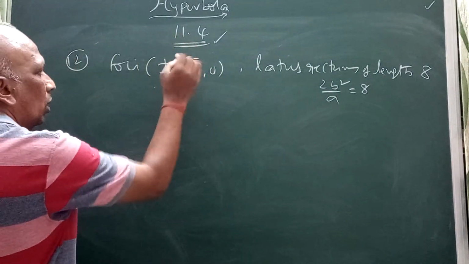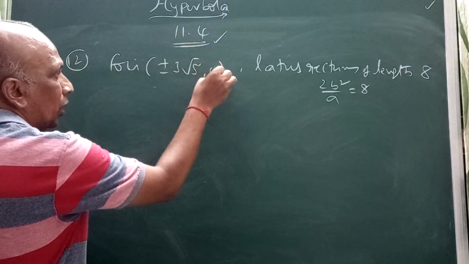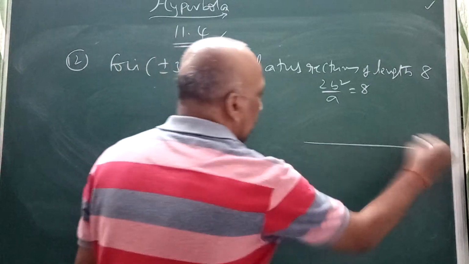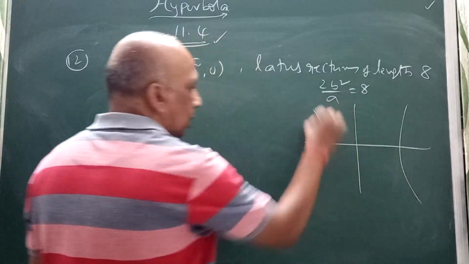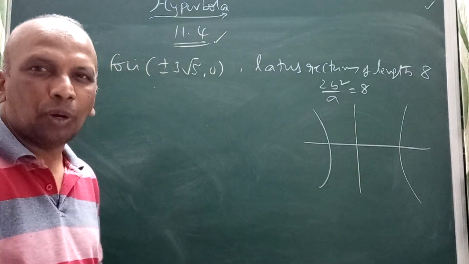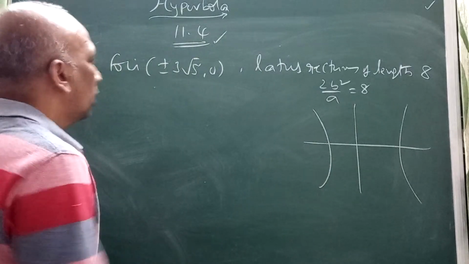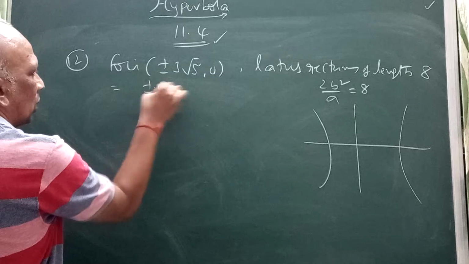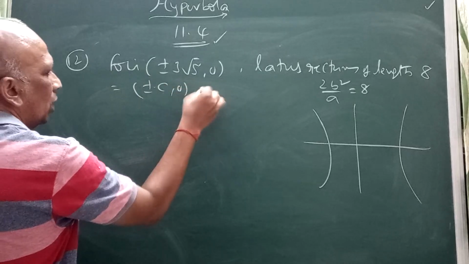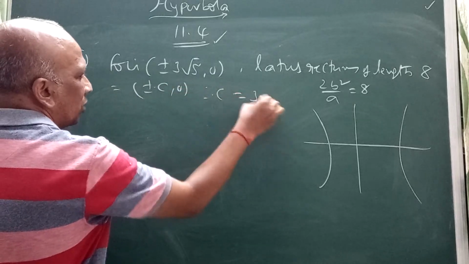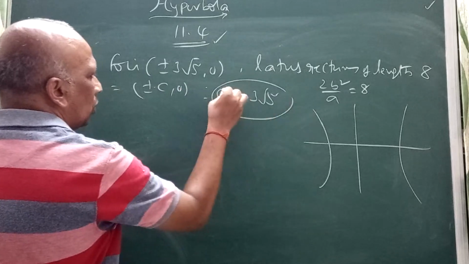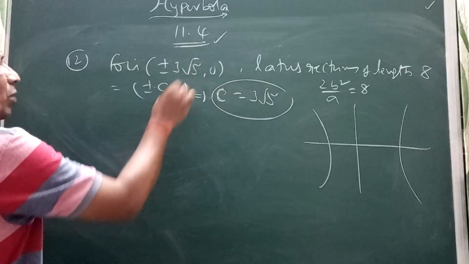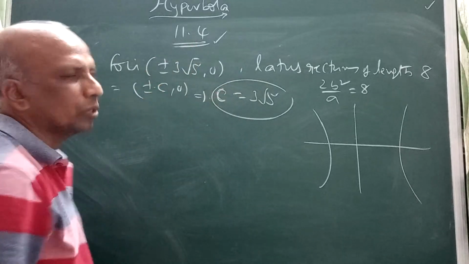You can observe here, the y coordinate is 0, which means the transverse axis is along the x-axis. So this is the equation of the required hyperbola. If we compare with plus or minus c comma 0, then c is equal to 3 root 5. This is the c value.